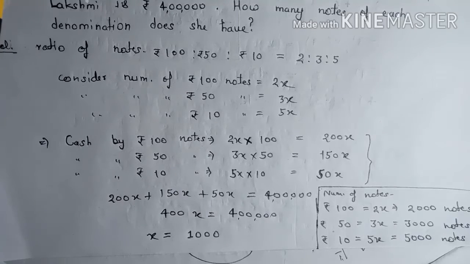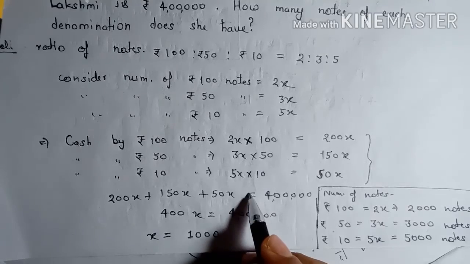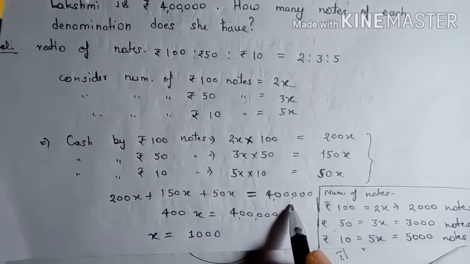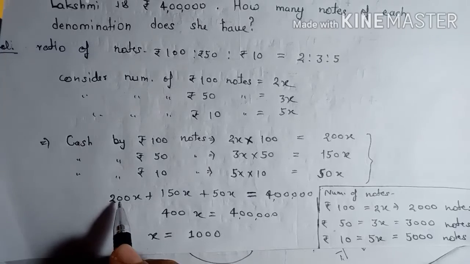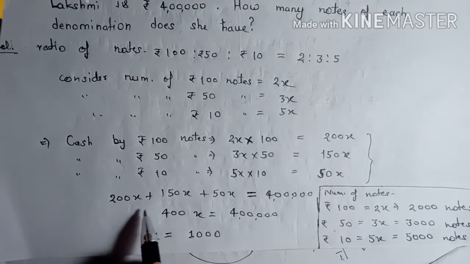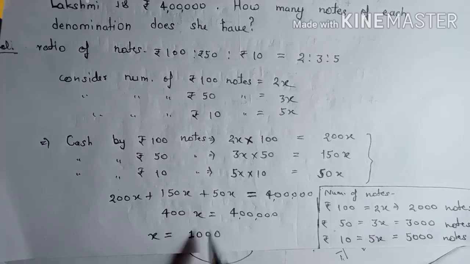So you can deduce one thing here. When you are forming an equation, you must keep the same thing here. Means if it is money, it is cash. So in left hand side, we also consider the total cash, not the number of notes.